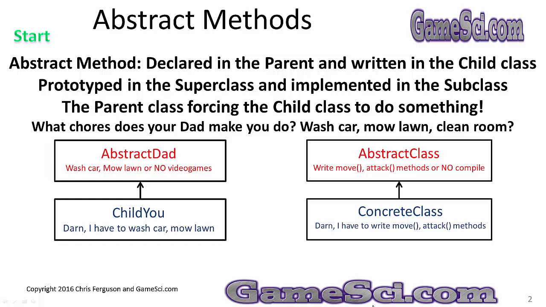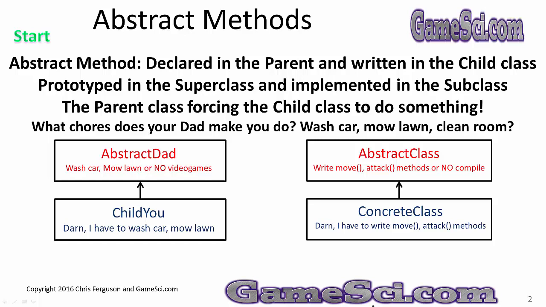A little abstract class diagram here. And what does an abstract dad do? Well, abstract dads issue orders. They say, you, kid, wash the car, mow the lawn, or no more playing video games. Then what does the child object do? What does the child you do? Well, you complain. You complain that you have to wash the car and mow the lawn. And because you want to play those video games, you go ahead and do the chores that dads insist you do. Abstract classes are no more different than abstract dads.